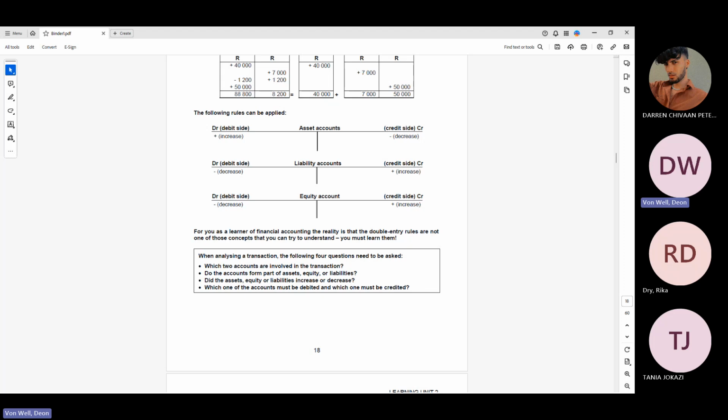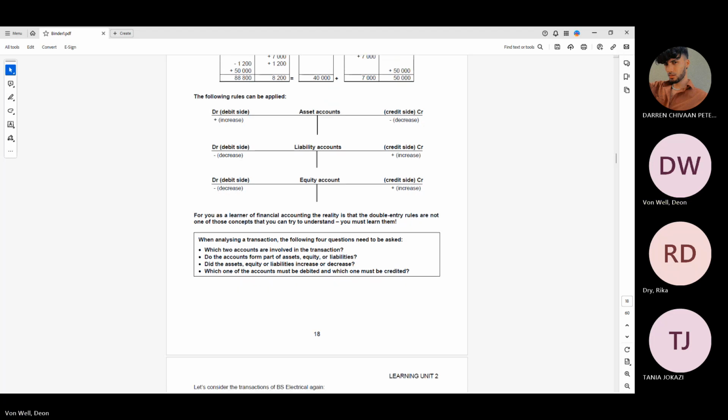Let's take a loss. At the end of the year, you made a loss, and that loss will be recorded on the debit side. My profit for the year would have increased my equity, so it would have gone to the credit side. So learn these rules. I can promise you, if you know them, you will definitely pass this year.